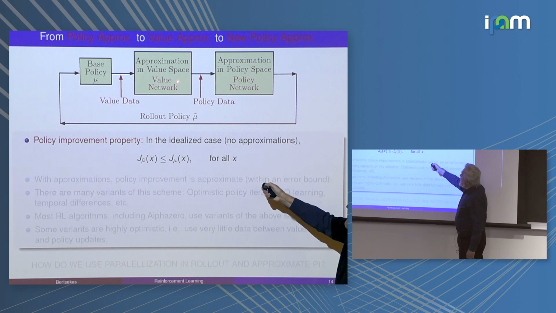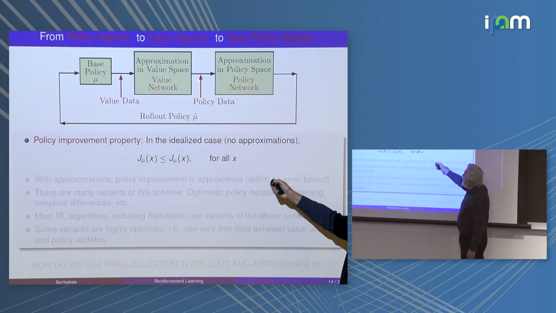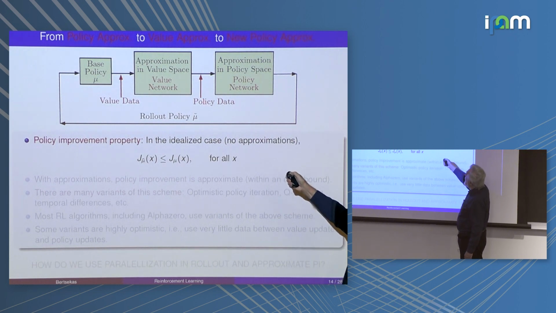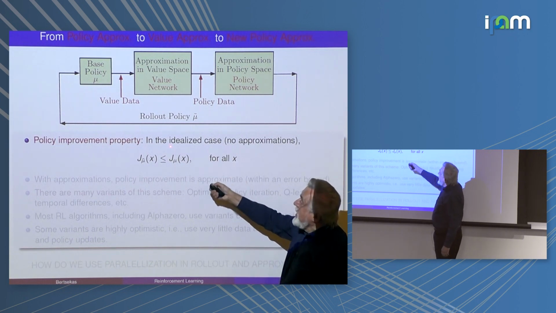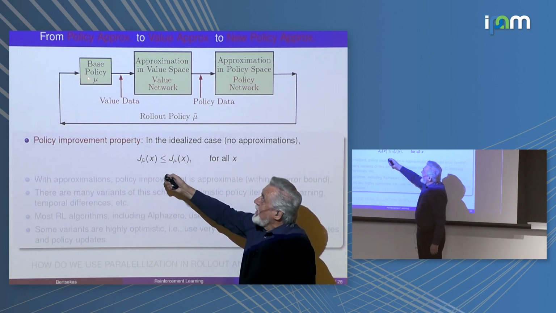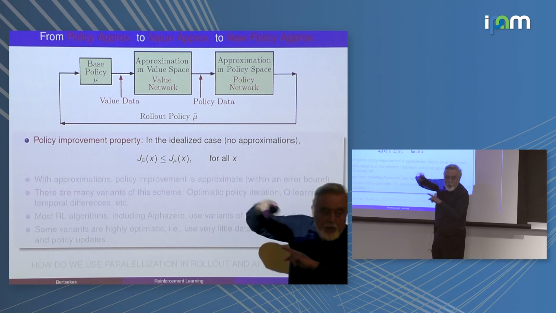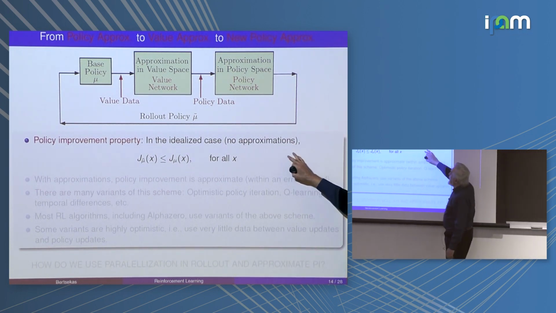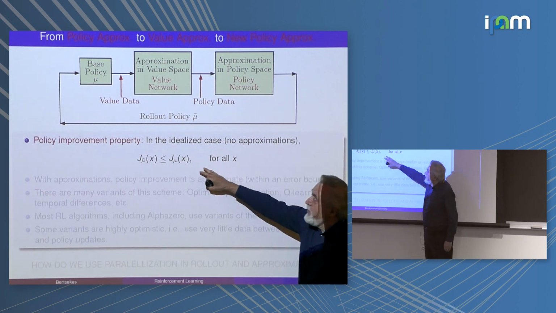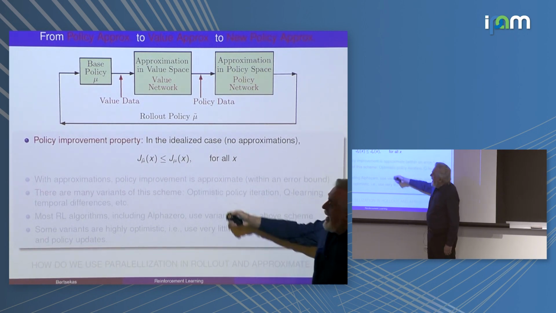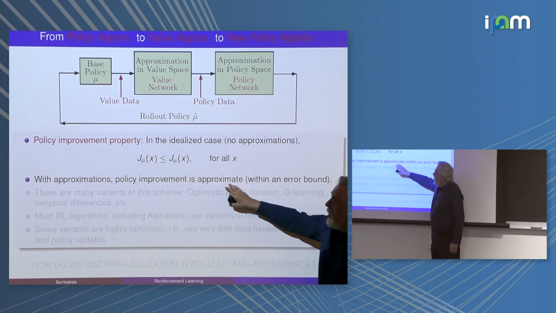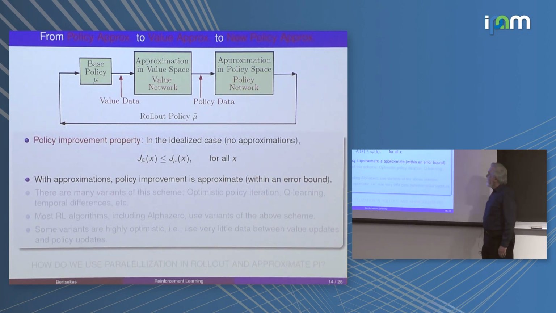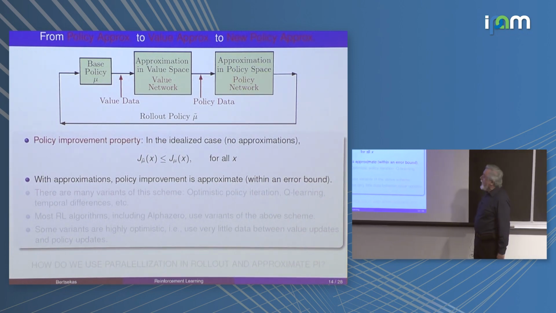And then we use that, we then obtain the samples of the rollout policy using that value. Then you approximate the policy with a policy network, and you obtain a new policy that can be used as the base policy for the new round of policy iteration. And now in the idealized case where there are no approximations, you have the cost improvement property. With approximations, the policy improvements approximate to within an error bound. And there are error bounds for this.